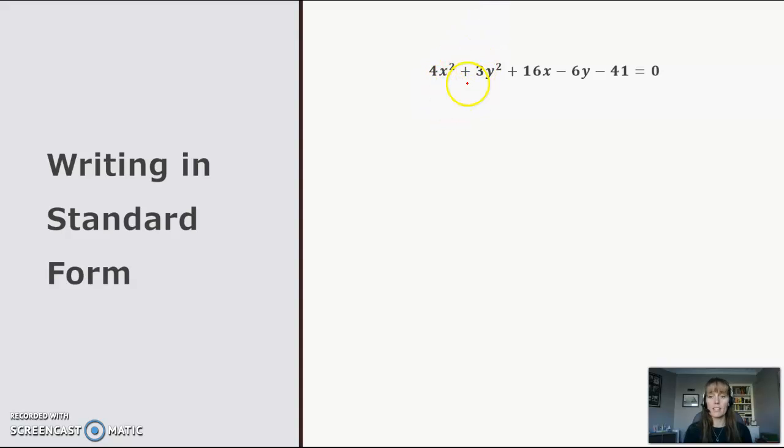If I'm writing this in standard form, I'm going to be using the completing the square process. I'm going to start by getting my x's together and my y's together, and moving the constant to the other side. So I'm going to add 41 to both sides. I'm then going to complete the square of my x. First, I'm going to factor out the 4 from the x's.